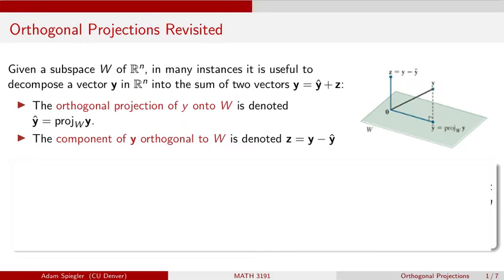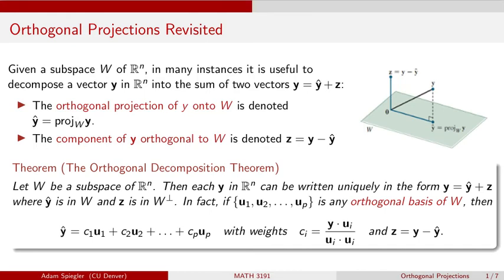This component y hat we call the orthogonal projection of y onto the subspace W, and this is sometimes denoted with this notation, projection of y onto W. And the component of y which is orthogonal to W, that's what we call this piece z. Once I figure out what y hat is, then z is the missing piece that I need to add to y hat in order to get back our initial vector. So normally, once we find y hat, we find z by taking the initial vector y and subtracting the orthogonal projection y hat. And we've discussed how we can construct these orthogonal projections.